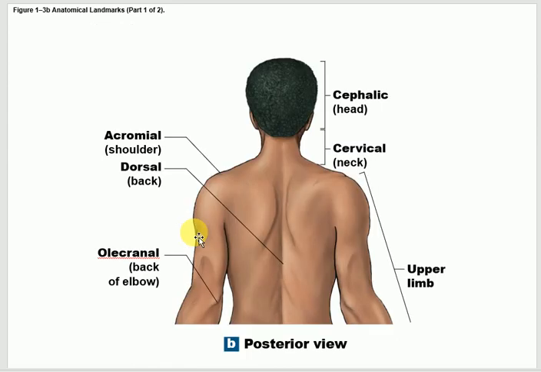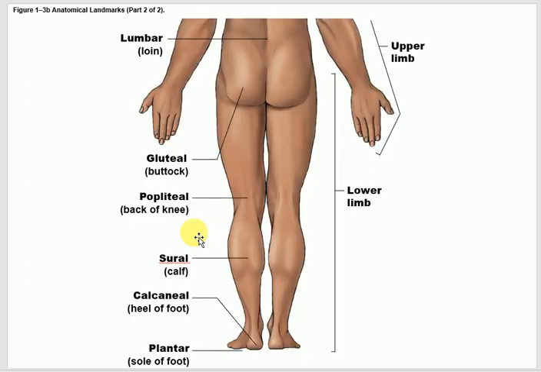Cephalic means head. Again, acromion, this here. Dorsum means back, upper limb. This is called olecranon. Gluteal means buttocks. So you would be using this term. Popliteal is the back of the knee. This, back of the knee. Sural means calf. Calcaneal is the back of your foot. Plantar means like the palm in the hand. It's the plantar of the foot.